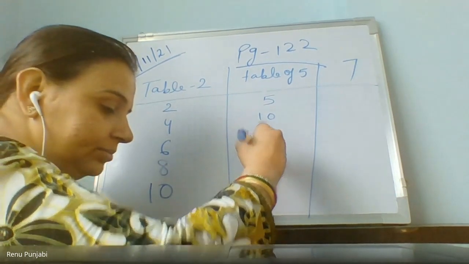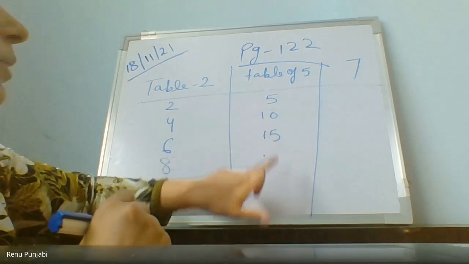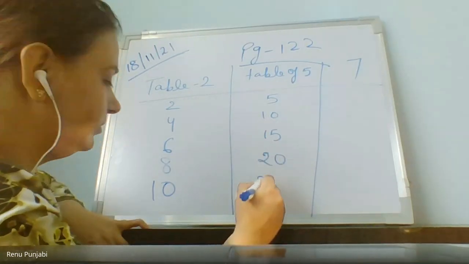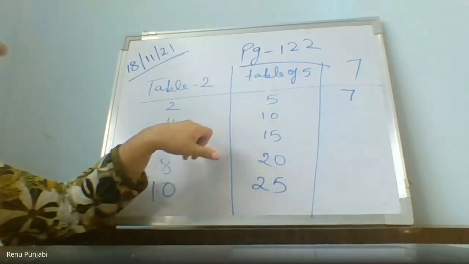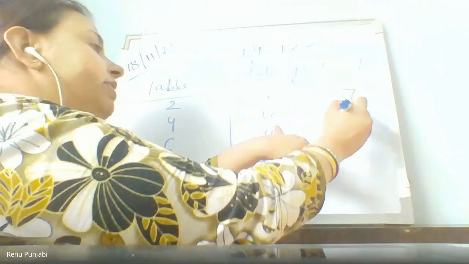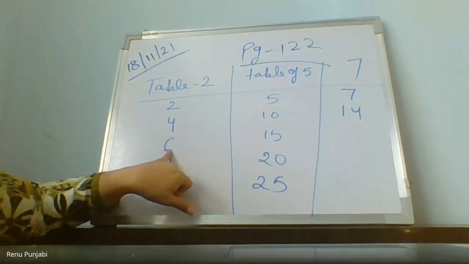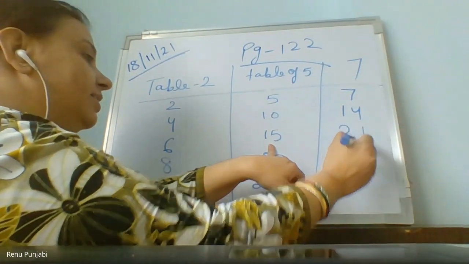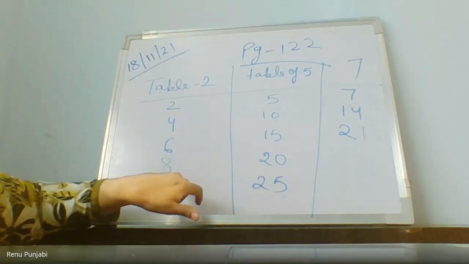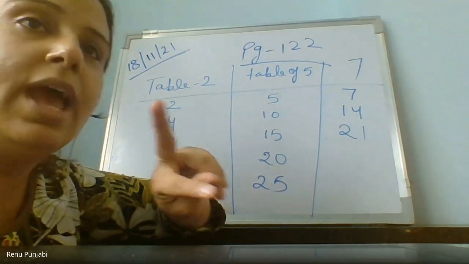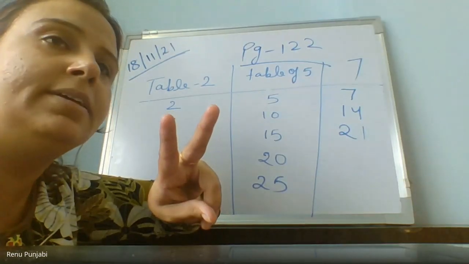5, 10, 15, 20. What will come next? 25. So when you add this, 2 plus 5 is 7, so 7 ones are 7. 4 plus 10 is 14, so 7 twos are 14. 6 plus 15 is 21, so 7 threes are 21. So have you seen the magic, that if you know the table of 2 and the table of 5, you can make the table of 7?